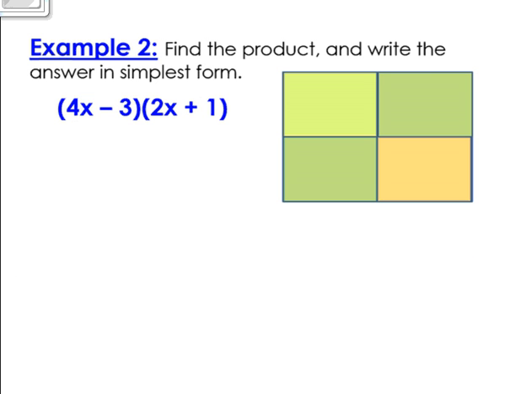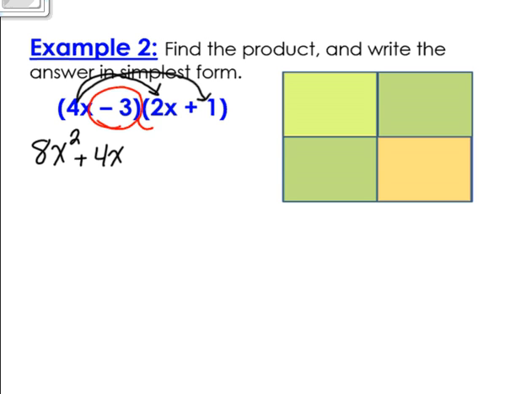Alright, so example 2, same thing. We're going to do it without the box method first. I'm going to distribute twice, so I'm multiplying 4x times everything in here. 4x times 2x is an 8x squared because x times x is x squared. And then I've got 4x times 1, which is just a positive 4x.